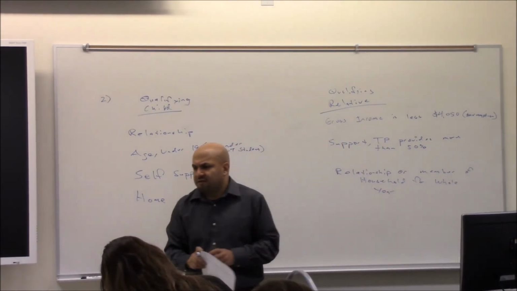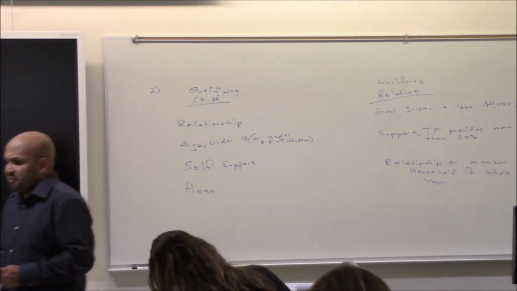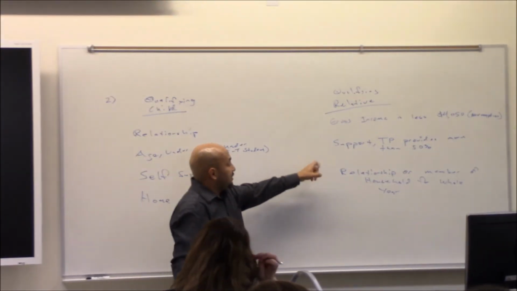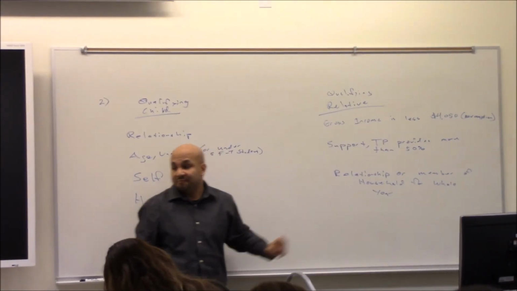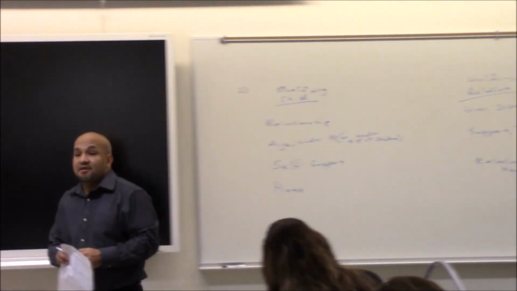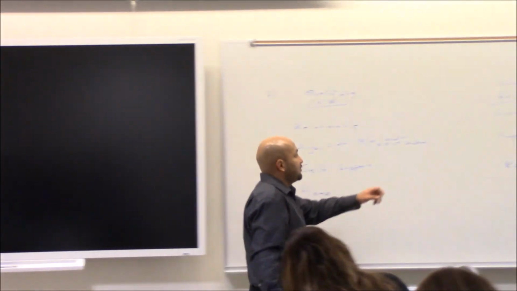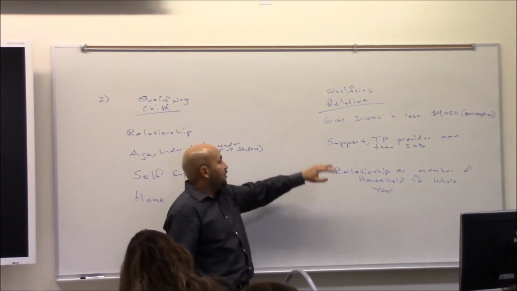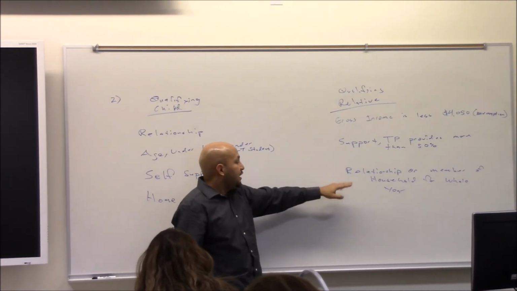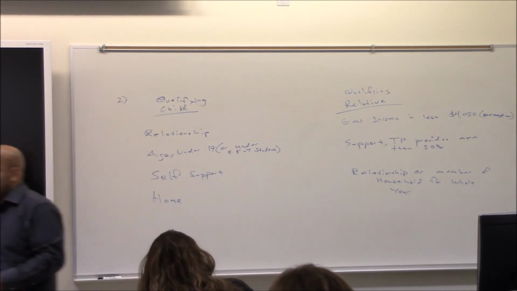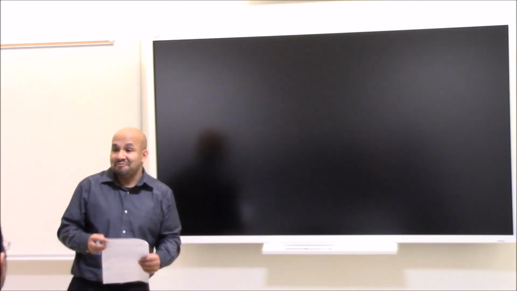I said cousins are not considered related to you for tax purposes, but you can claim your cousin under the qualifying relative test if they meet the gross income test and the support test, and your cousin has to live with you for the whole year. What about your significant other? As long as they meet these tests, gross income is less than 4,050, you provide more than 50% of support, and remember the household for the whole year, you can claim your significant other as a dependent. You can claim a freeloading friend as a dependent. Well, you can.